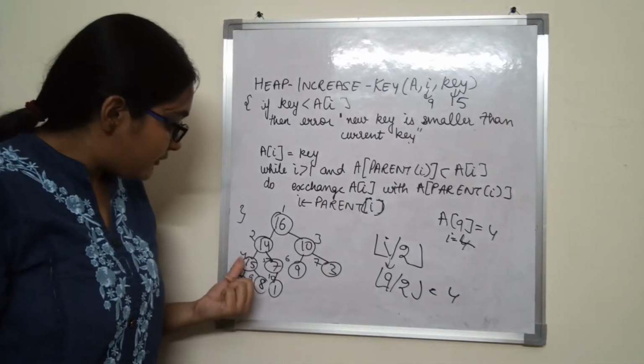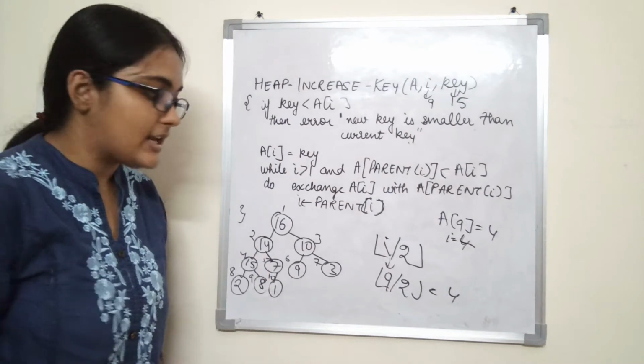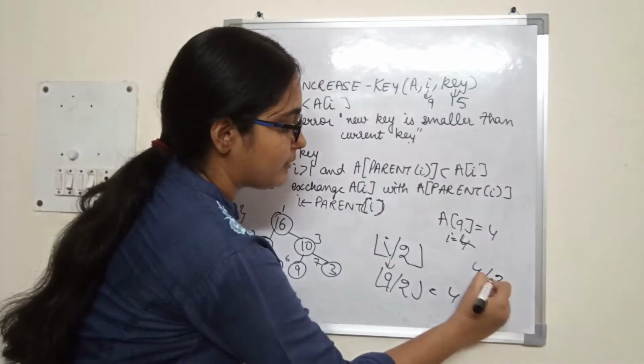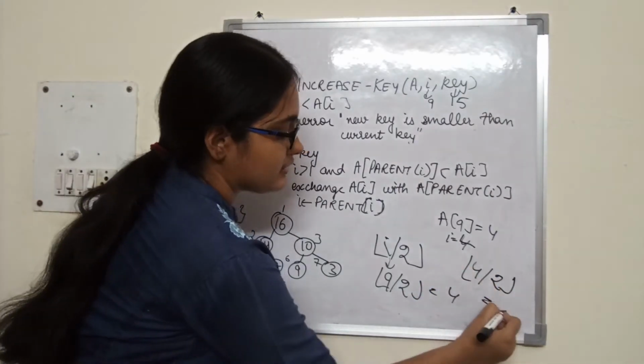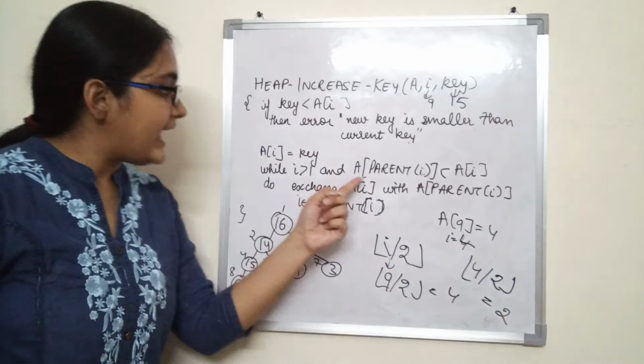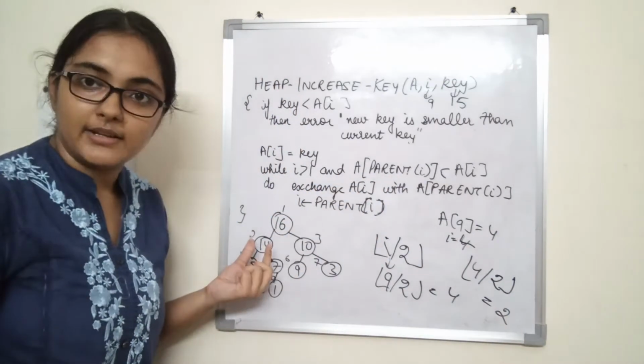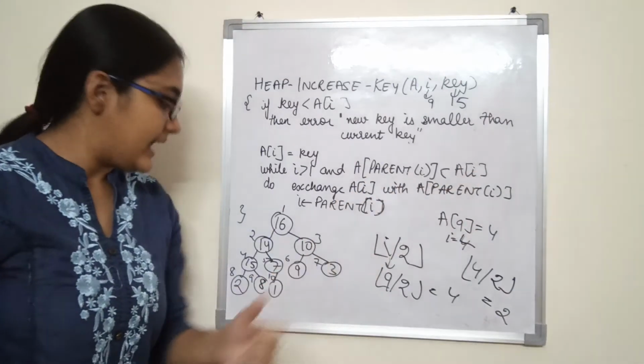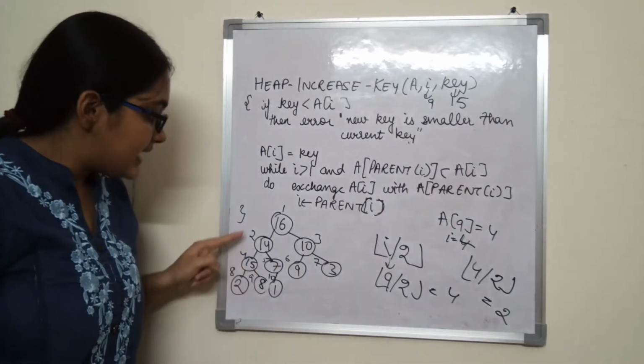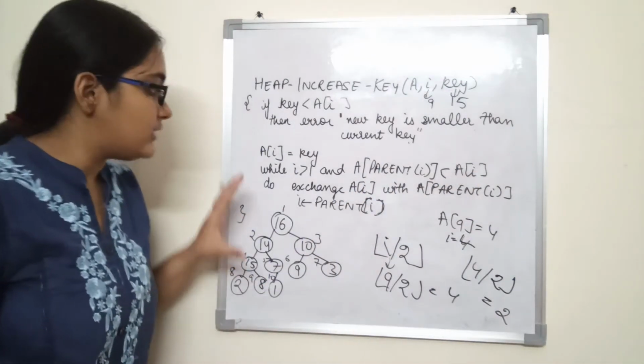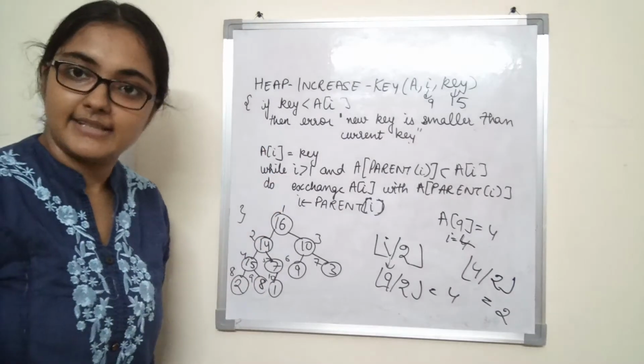What is parent of 4? 2, right? How could we calculate it? 4 by 2's floor, right? So what is 2? So A of 2, what is A of 2? 14, right? A of i, A of 4, that is 15. So is 14 less than 15? True. So these two lines will be executed, right?